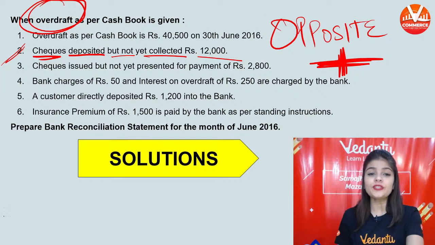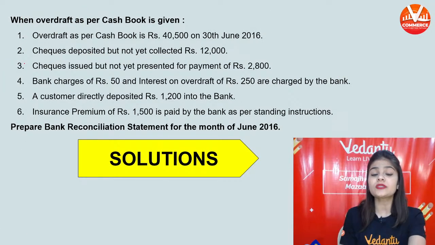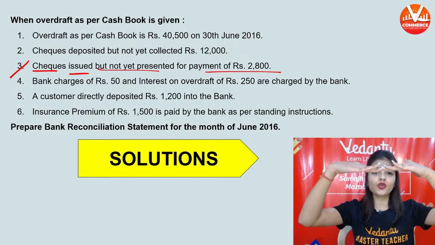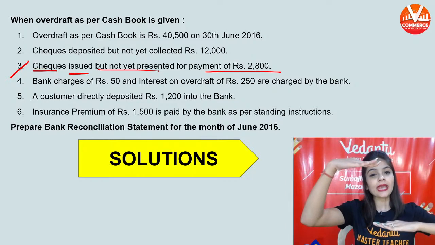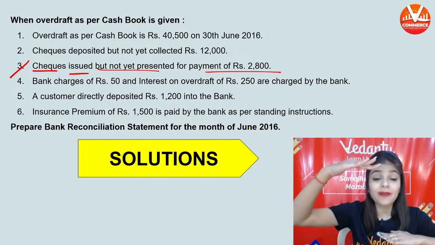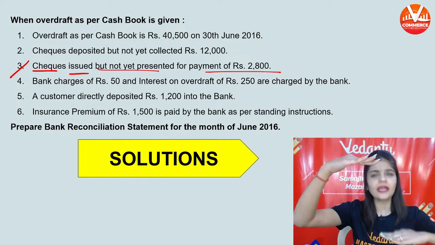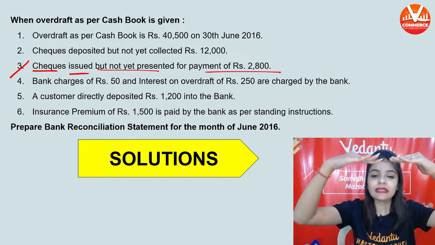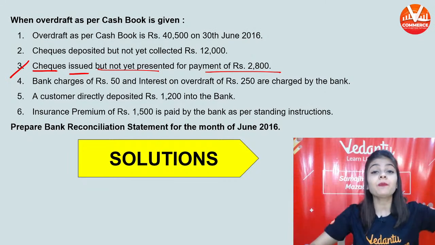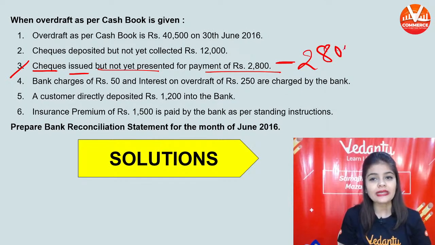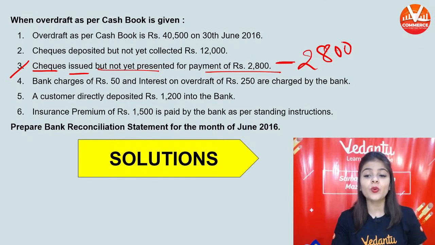Now coming to the second transaction. Check issued but not yet presented for payment, 2,800. Check issued, so the cash book is decreased by 2,800. But in the passbook, it is not presented. So what will you do in the cash book? Oh ma'am, we will add. We will add 2,800 in the cash book. And the opposite of add will be minus 2,800.